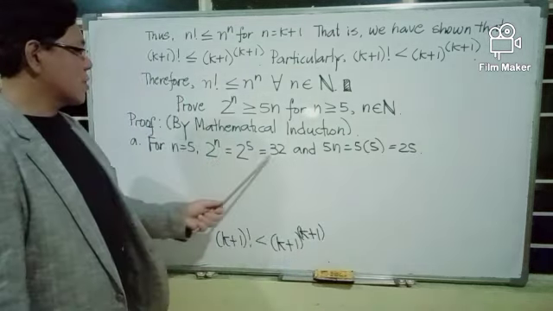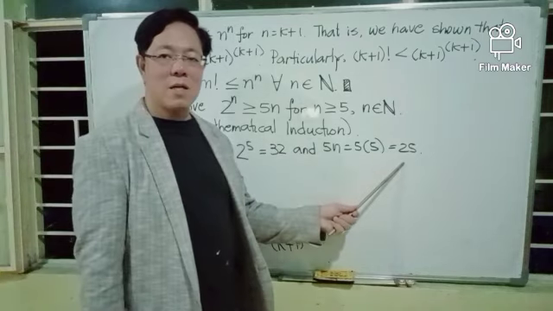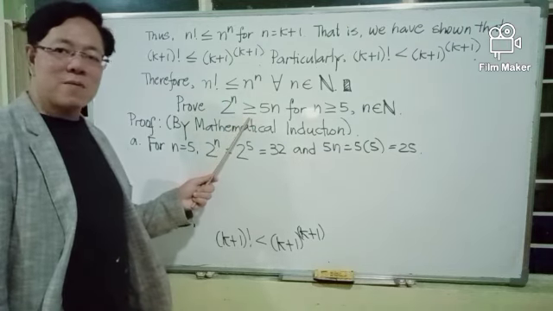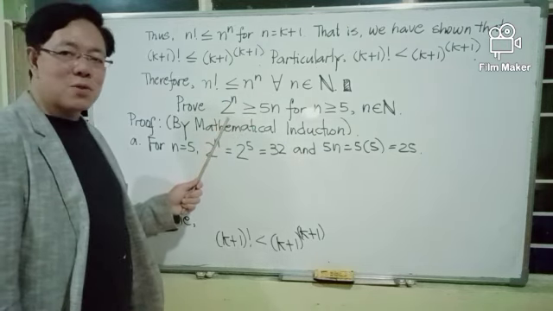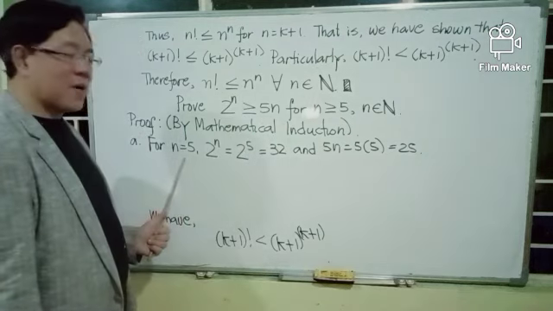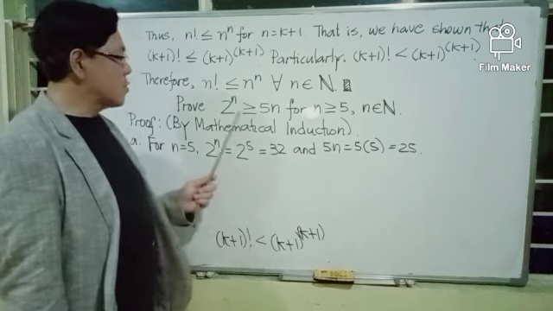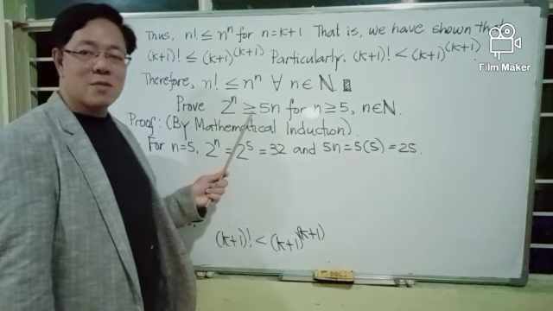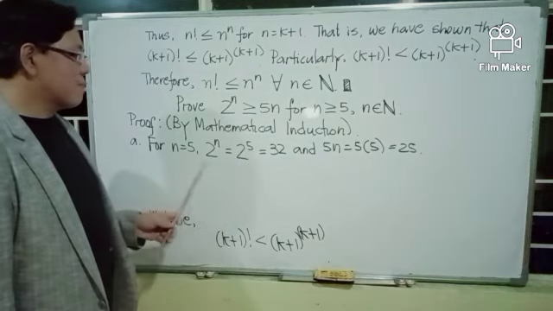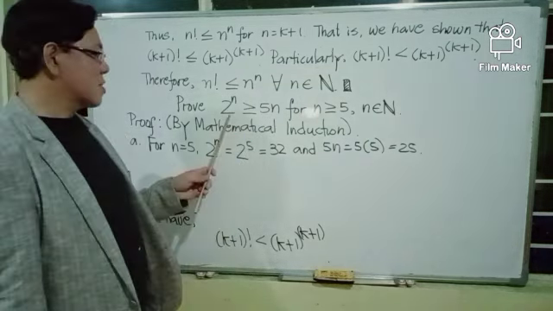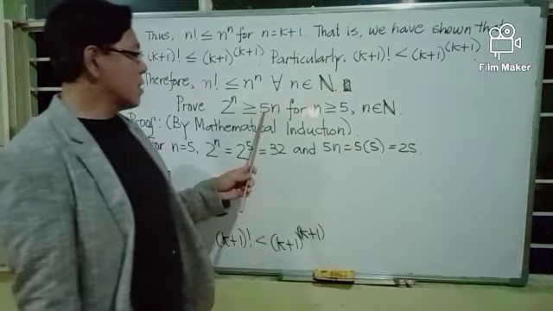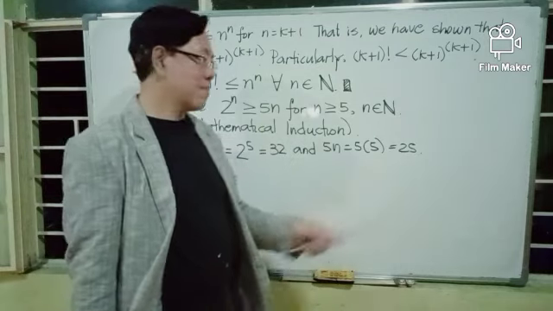And you can see that 32 is strictly greater than 25, which means that this inequality sign is satisfied. And we conclude that 2 to the n is greater than or equal to 5n if n equals 5. More specifically, we have shown that 2 to the n is strictly greater than 5 multiplied by n if n is 5, because 32 is the value of 2 to the n and 32 is strictly greater than the value of 5n, which is 25.